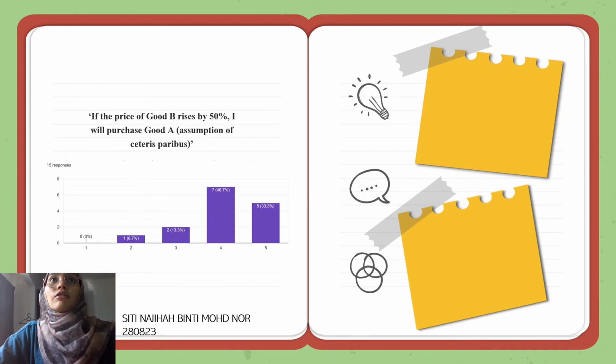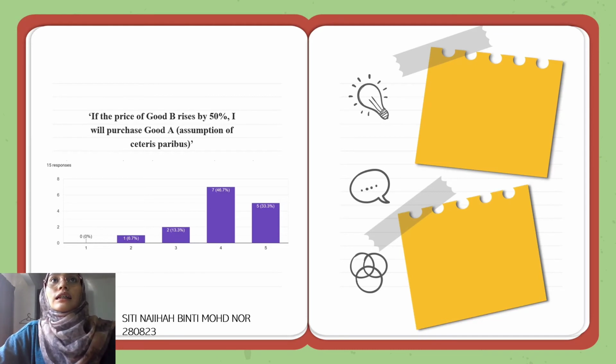It is in line with the assumption of ceteris paribus, that is, if the price of a good increases, then the demand for substitute goods will also increase. It's shown here that consumers will choose good A over good B if the price of good B increases by 50%, because good A and good B are substitute products.